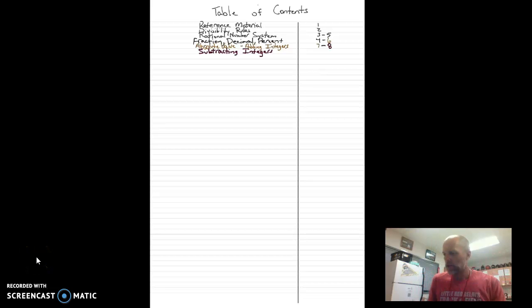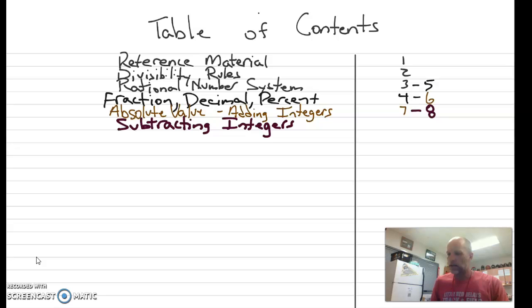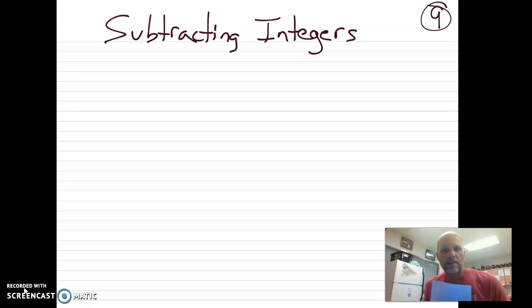Alright, table of contents. Right there. Remember, your page numbers won't match mine. We are subtracting integers today. Remember, pause the video anytime you need to. That is also your title, subtracting integers. Most likely going to take one page today. Okay? So let's get started.